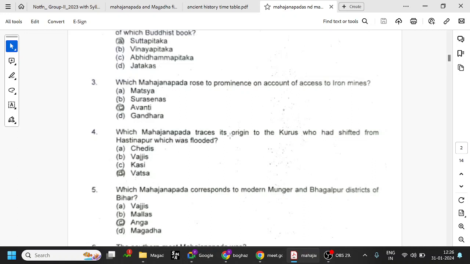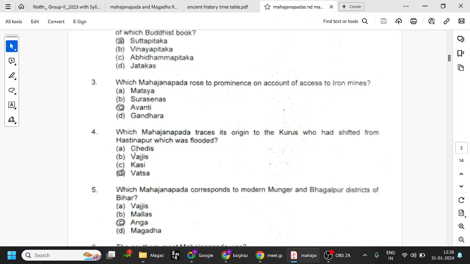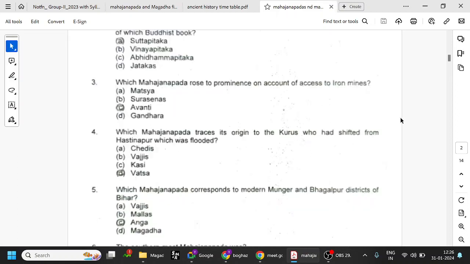Which Mahajanapada traces its origin to the Kurus, who had shifted from Hastinapur, which was flooded? Kurus means in the Mahabharata, Duryodhana, etc. They all belong to the Kuru Vamsa, and Pandavas, etc. Everyone knows that story. So this is Vatsa, and this is Kuru. Vatsa traces its origin to the Kurus. There was a flood in this region, so they started migrating and they came to central India. Vatsas came from Kurus. Remember that.